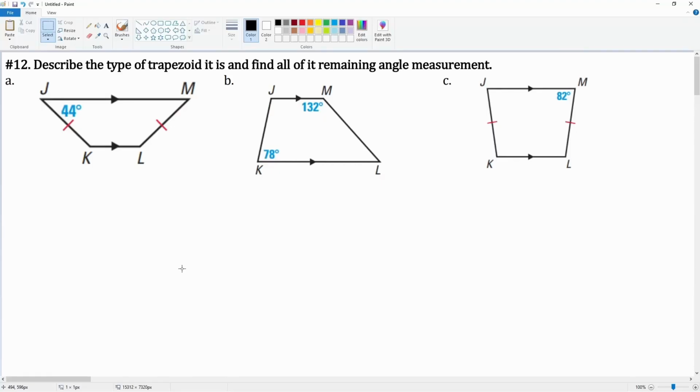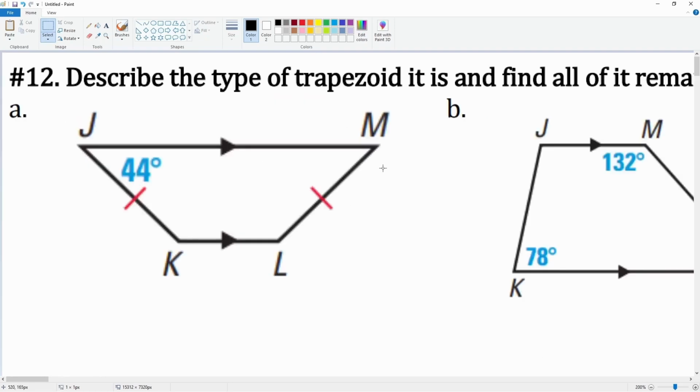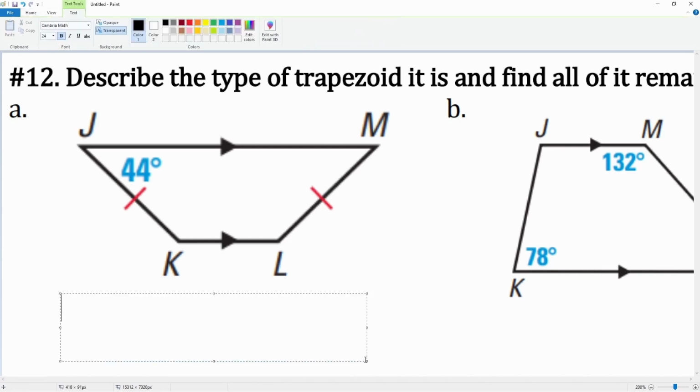All right, number 12, you're going to describe what type of trapezoid this is, and then find all the remaining angle measurements here. So let's look at A. You see that the legs here are congruent with the red marks. The fact that the two legs are congruent means you can call this an isosceles trapezoid.